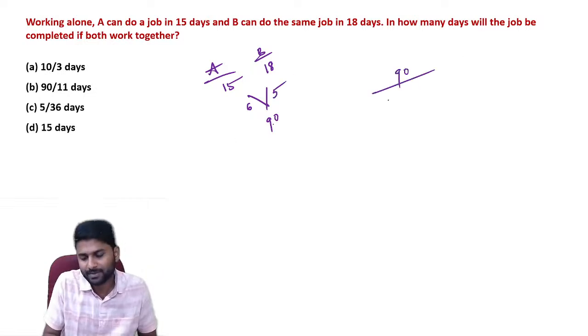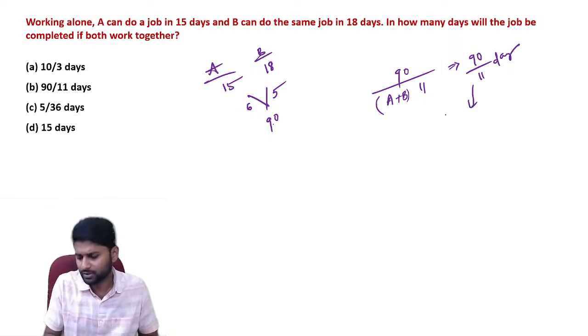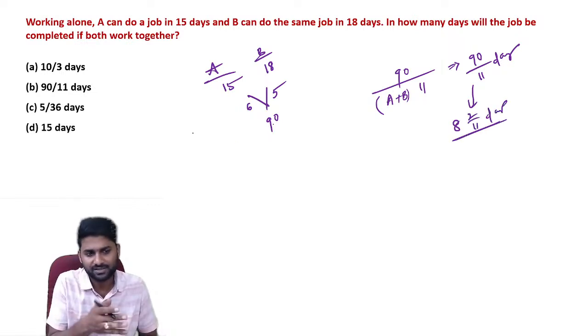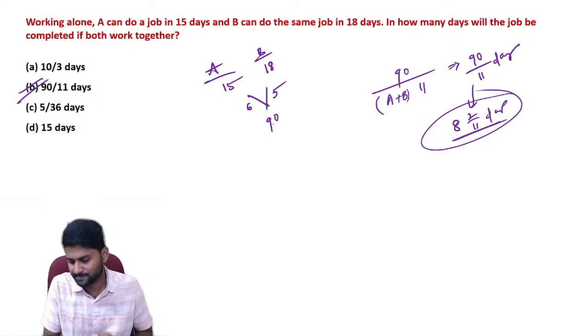Now we have to complete 90 units, and we are assigning both the persons at a time. If you assign them at a time, they are going to complete 11 units per day. For 90 units, it takes exactly 90 by 11 days. If you want, you can convert it into a mixed fraction. 8 into 11, 88, remainder 2, so 2 by 11. So check your options. Yes, we have only the fraction one. Choose the answer B. If it is a mixed fraction, try to learn this conversion.